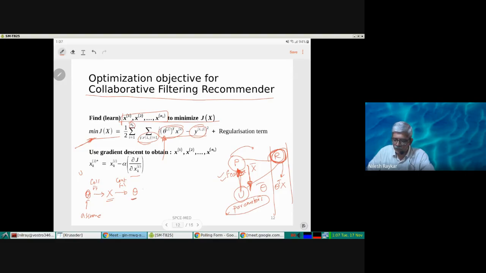And you keep on alternating these things. First you apply collaborative filtering, you get x values, and then you apply content-based filtering, you get the theta vector. So you keep on repeating this in an iterative fashion until you reach convergence. That is the strategy, which is known as simplified.